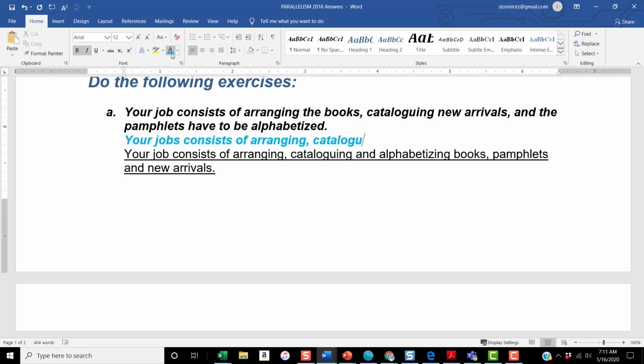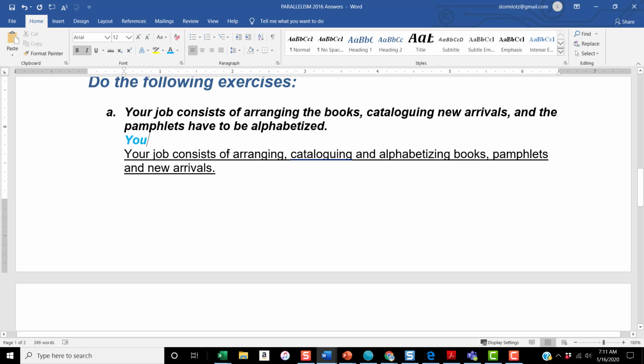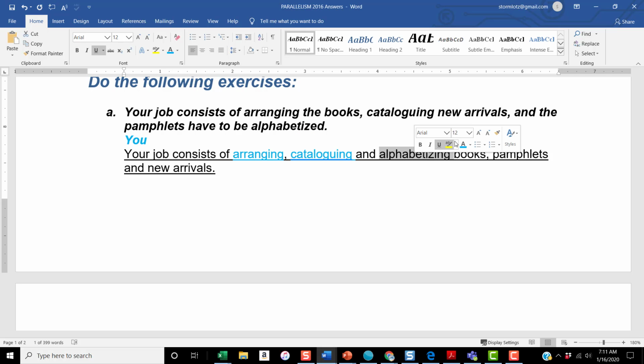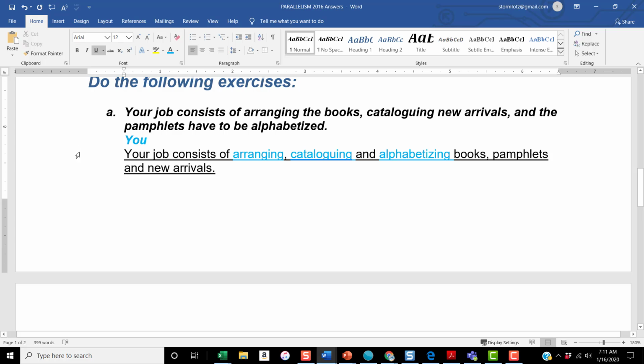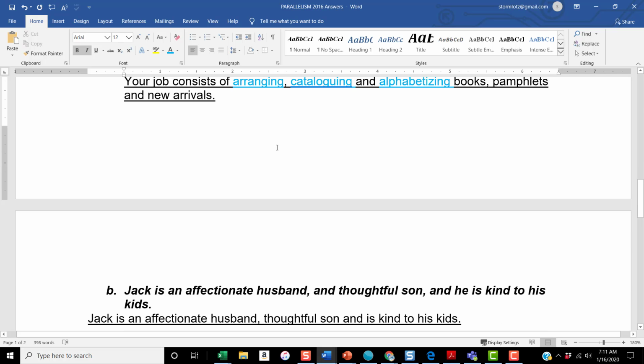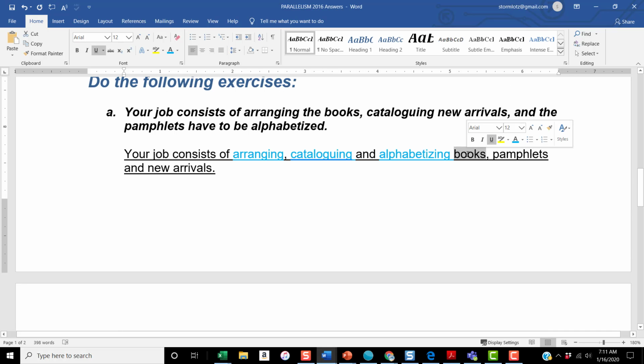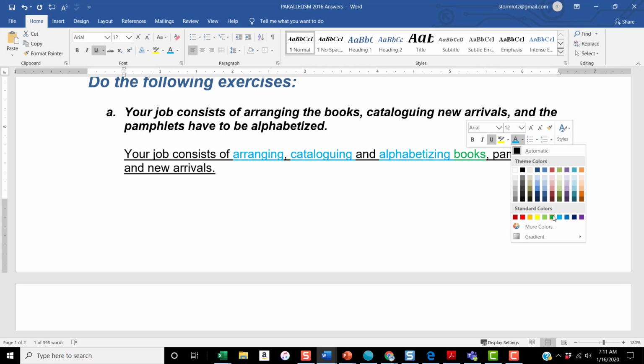You know what? Actually, I think your answer right there is perfect. Your job consists of arranging, cataloging, alphabetizing books, pamphlets, and new arrivals. How you organize that is great, because you have your verbs here and they're in order, and then you put the nouns at the end, which is what you want to do. And so that's really what parallel structure is about, organizing things. And I don't know why when I first read it in my head, but it's early and I'm in a pre-coffee moment, so that's great. That's exactly what you're looking to do. Okay.